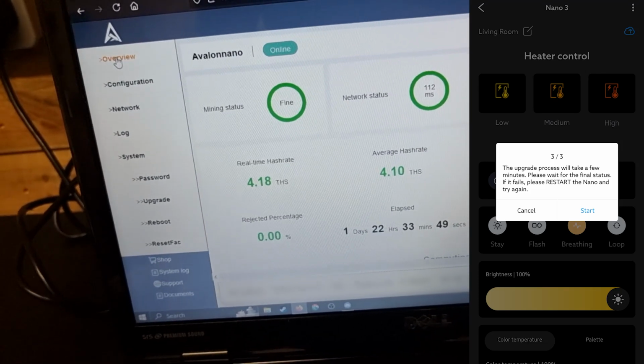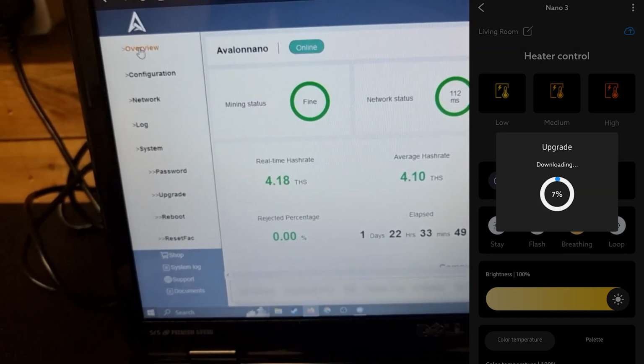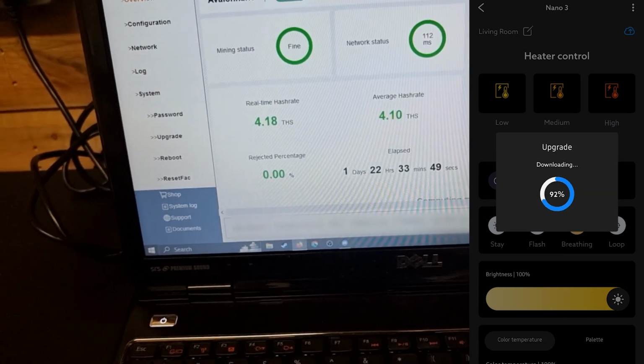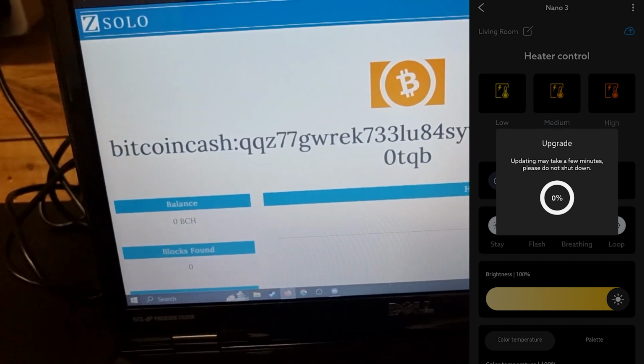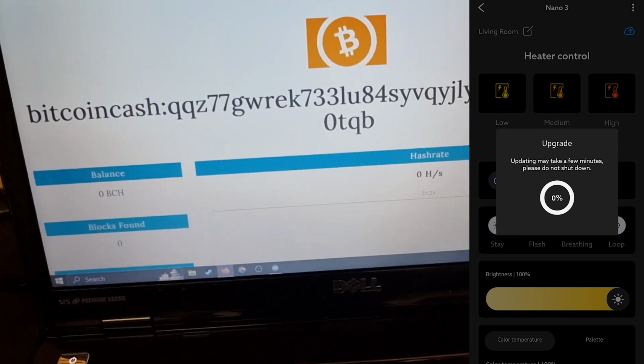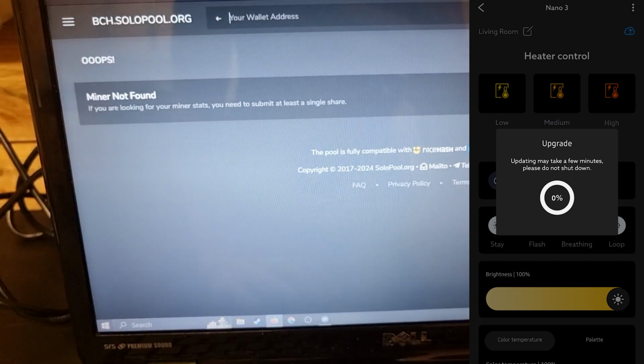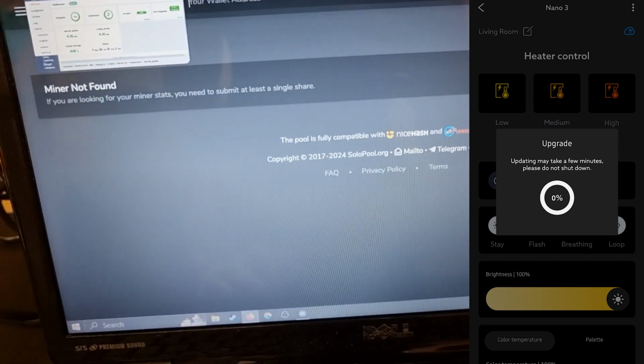I'll see what happens when I mine on two miners again. And so I switched it over to two miners. Same issue, zero network status, won't work. And then I tried Zed Solo mining, didn't work. Tried again on Bitcoin Cash, didn't work.